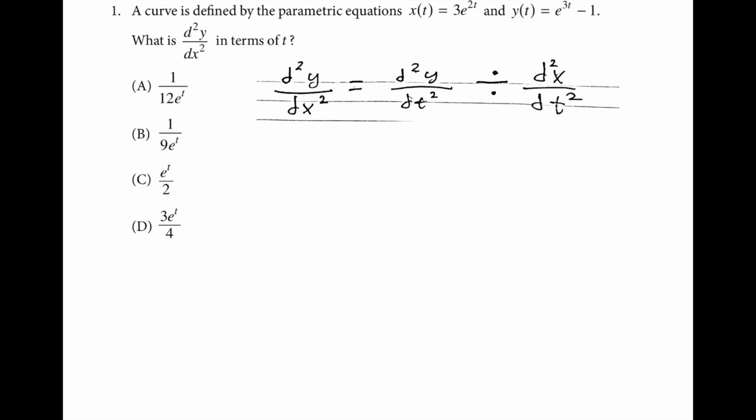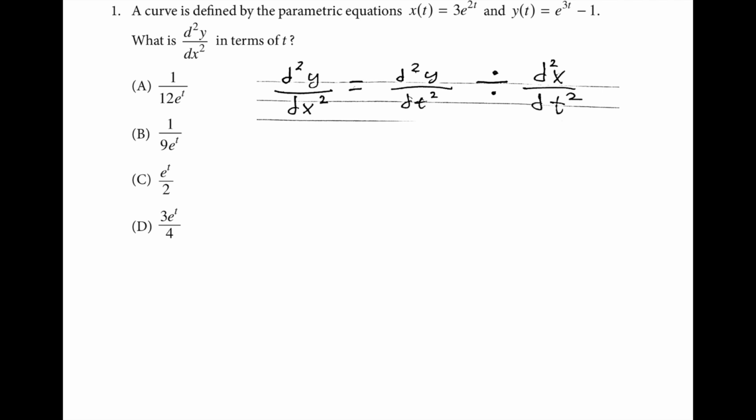The first question says a curve is defined by parametric equations x of t equals e to the power 2t and y of t equals e to the power 3t minus 1. What is the second derivative of y with respect to x in terms of t? Since we have parametric equations, we have to use the third shape of the chain rule. The third shape of the chain rule states that when we have two parametric equations, in order to find the derivative of y with respect to x, we have to divide the derivative of y with respect to t by the derivative of x with respect to t.